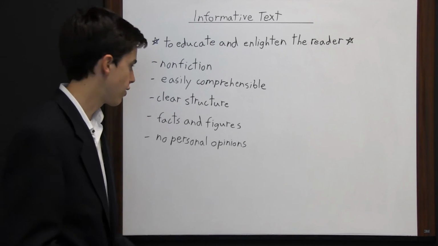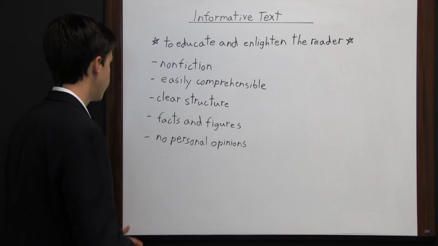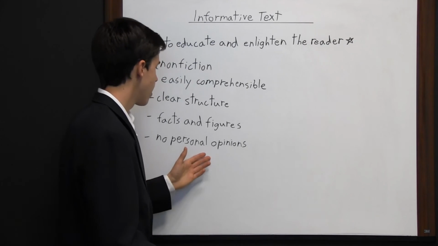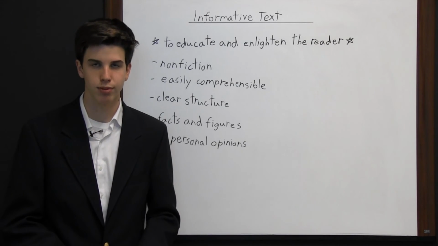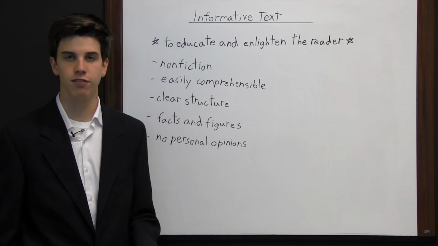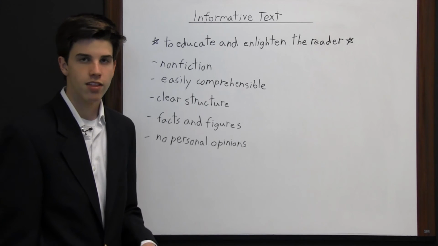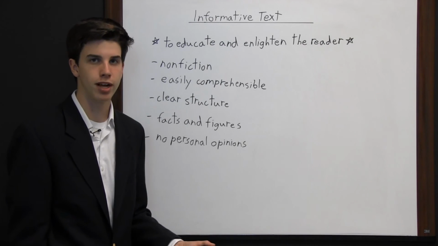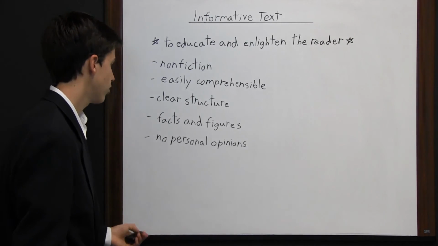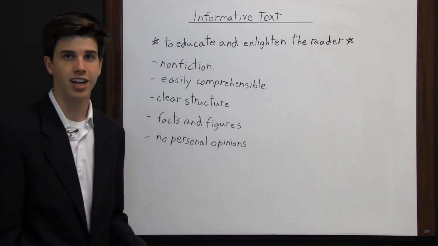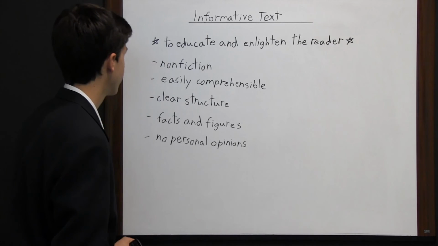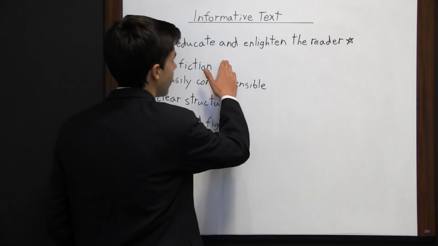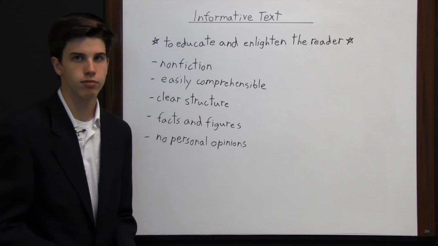It'll be more straightforward. And then also, an informative text generally does not have personal opinions in it, because there's no reason to have personal opinions, because the writer isn't trying to convince the reader in any way. They're trying to just simply convey information to the reader. So that's why personal opinions are not present and are not needed. So the important thing to remember is that an informative text is meant to educate and enlighten the reader.